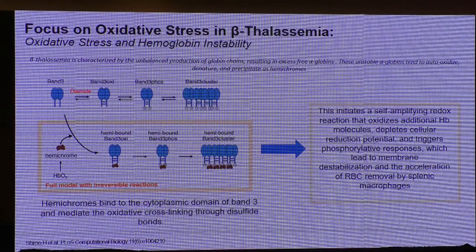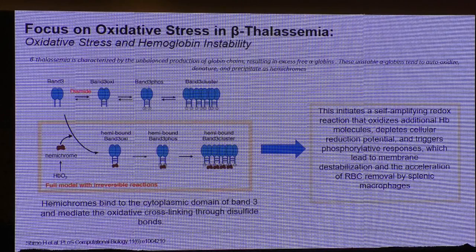As you can see in these pictures, once we have precipitation of these hemichromes, they will bind to the band 3 protein, which we spoke about being found on the membrane of the red blood cell. It will be oxidized, so it forms a hemi-bound band 3. It oxidizes, then phosphorylates, and forms a hemi-bound band 3 cluster. Upon the formation of this cluster, as a result of hemichrome binding, we have a self-amplifying redox reaction that can oxidize even more hemoglobin molecules.